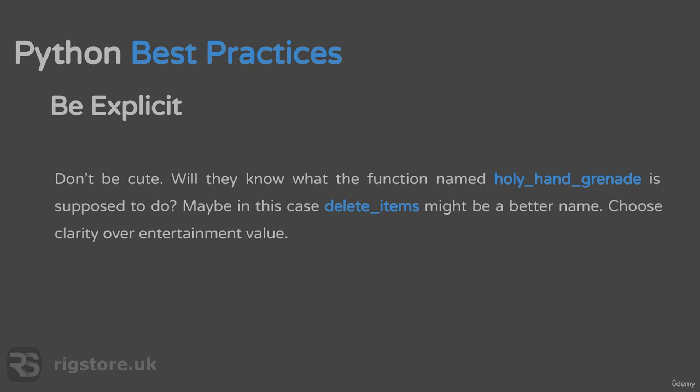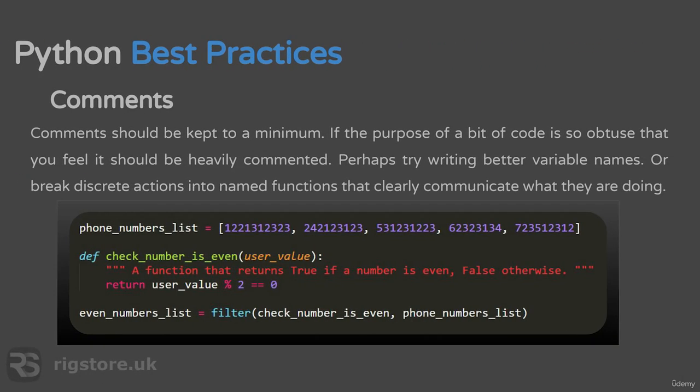You always write your code as if you're not going to be there in a month or two months. Write everything cleanly and beautifully, and then the future you, or the future person taking on that role, will be very happy. So, comments. Comments should be kept to a minimum. If the purpose of a bit of code is so obtuse that you feel it should be heavily commented, perhaps try writing the variable names a little bit better, or break discrete actions into named functions that clearly communicate what they are doing.